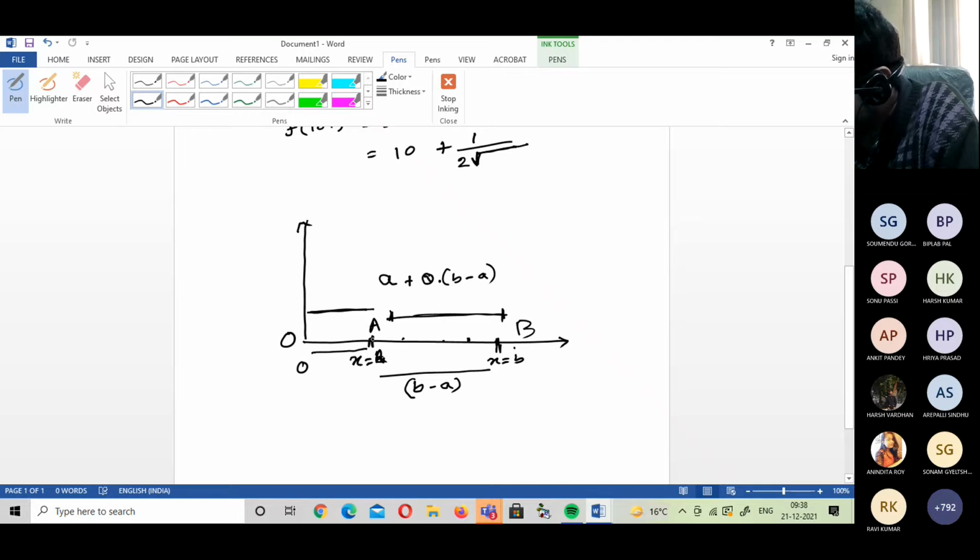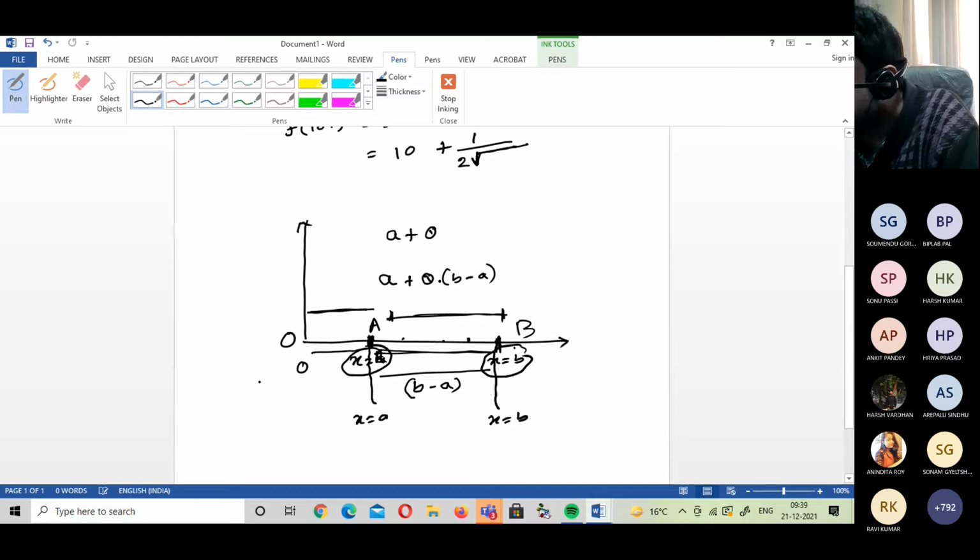Once more. This point is x equals a, and this point is x equals b. b is the higher value and a is the lower value. So the length of this interval is b minus a. And as this is x equals a, this length is a.